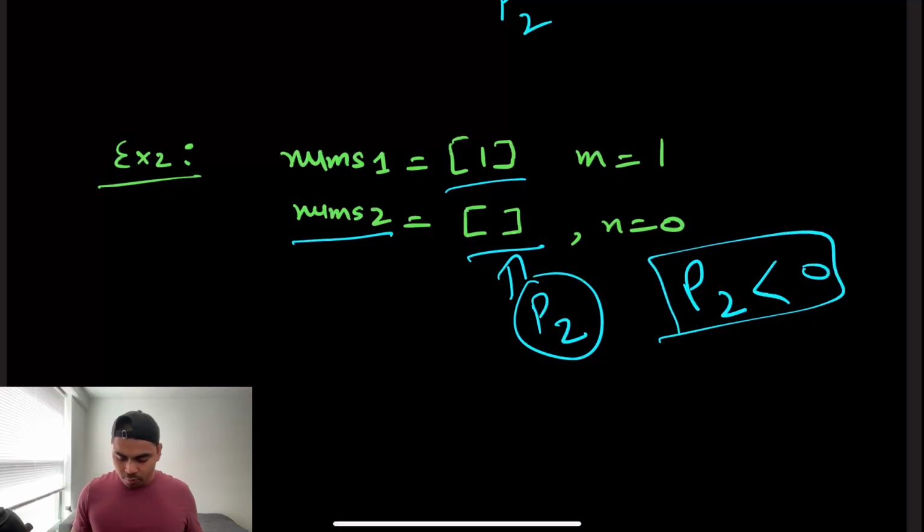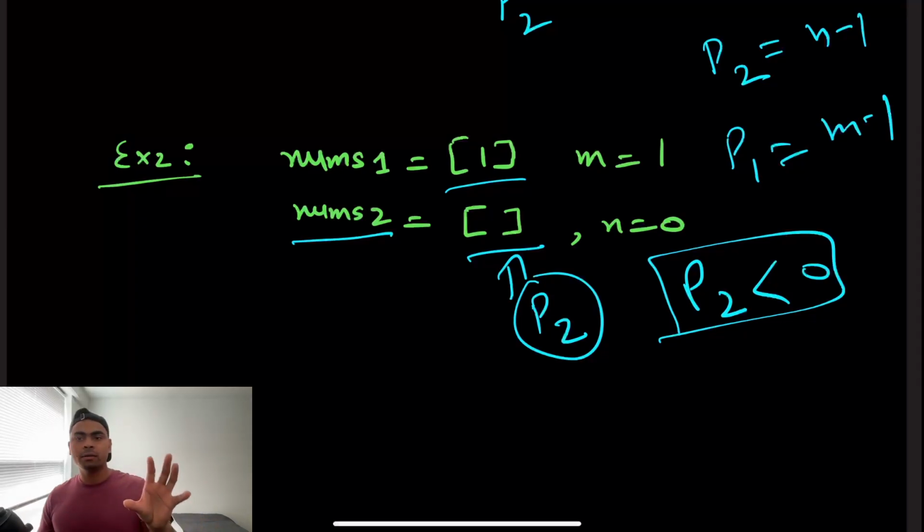So we will calculate p1 and p2. p1 will be m minus 1 and p2 will be n minus 1, because the index starts at 0, so it will always be m minus 1 and n minus 1. We need to start there.